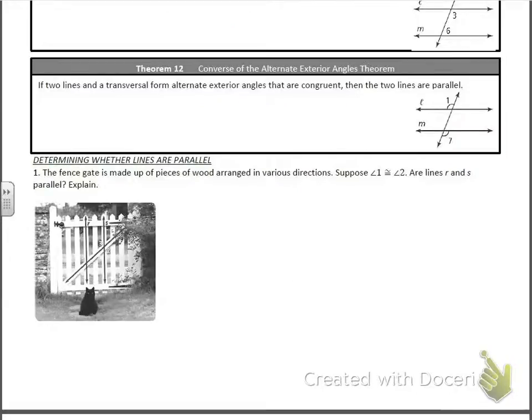And then last one, converse of the alternate exterior angles. So if you have alternate exterior angles and they're congruent, then the lines are parallel. So same thing, L would be parallel to M. And basically that's it for the theorems that you're going to talk about in this lesson. So what you're going to do in your packet, problems 1 and 2, wants you to use those to explain why certain things can be parallel.